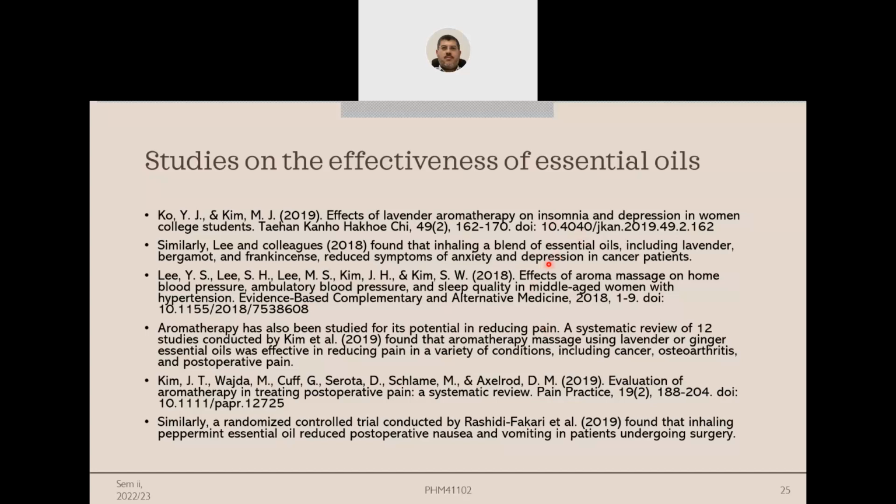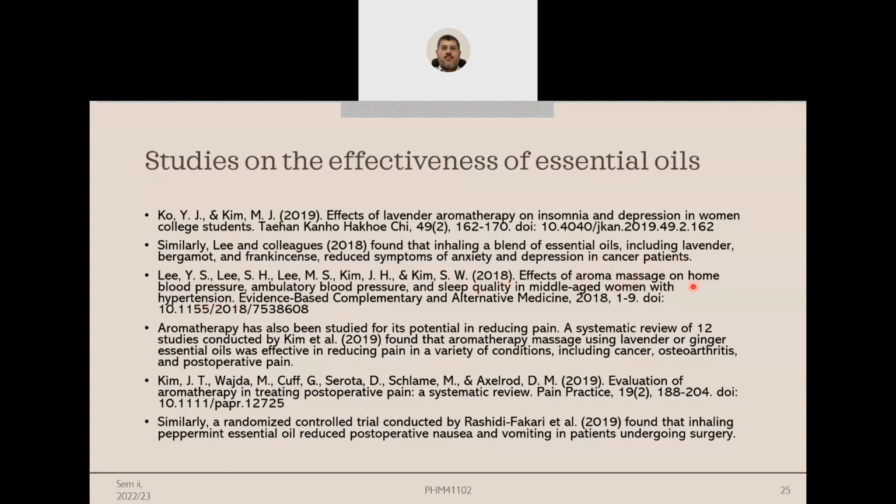Let's go through them and find out what the different essential oils evaluated are, in which conditions, and what the benefits are. So here, for example, this study studied the effect of lavender aromatherapy in insomnia and depression in women college students. Okay? So it had positive effects. Also, this one, inhaling a blend of essential oils including lavender, bergamot, and frankincense reduced symptoms of anxiety and depression in cancer patients.